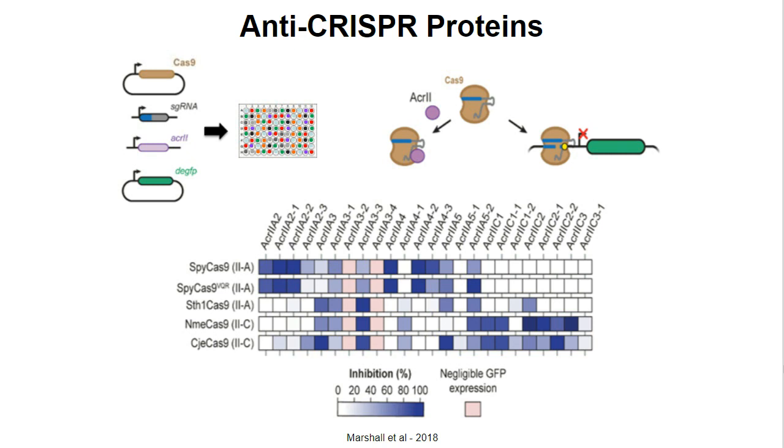If that had to be done by hand, that would take a lot of time. But instead, this is all done with an Echo Liquid Handler, and because of that, the whole process gets way faster. And you can see there's stronger inhibition or weaker inhibition depending on which ACR is coupled to which Cas9 enzyme.